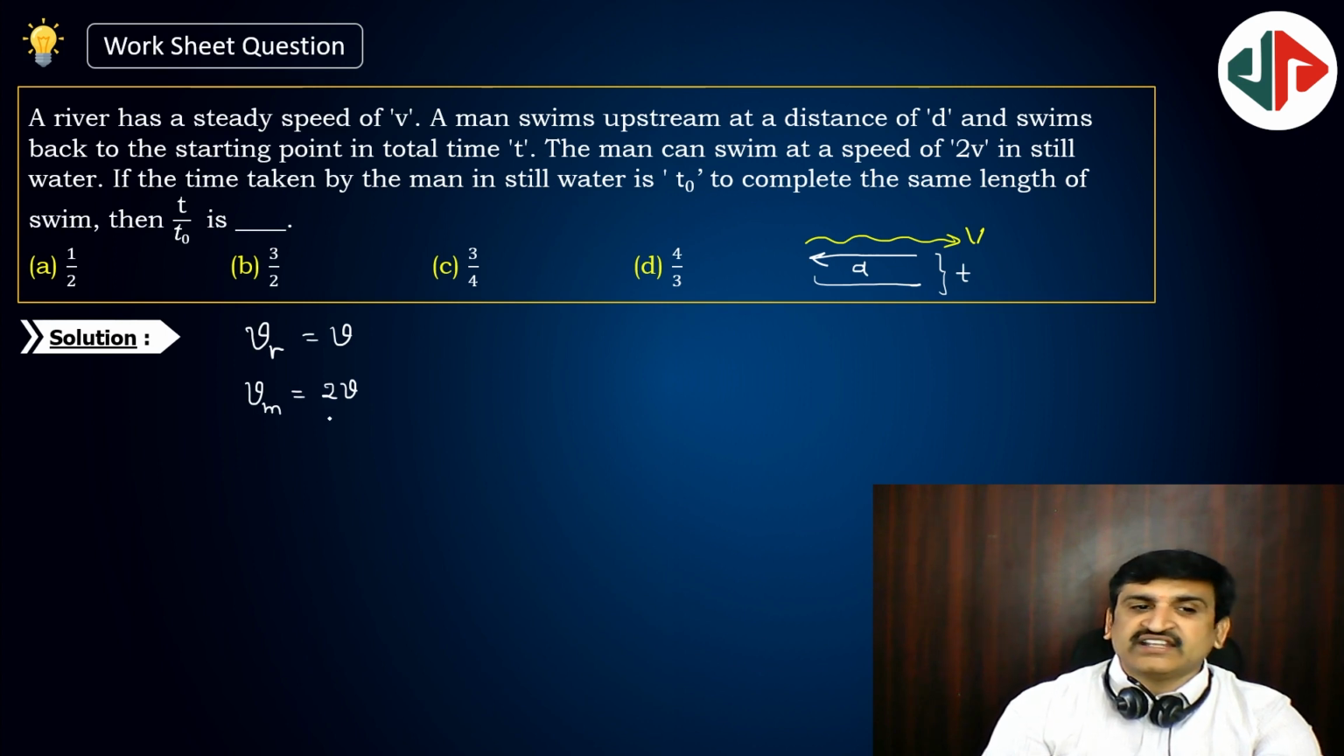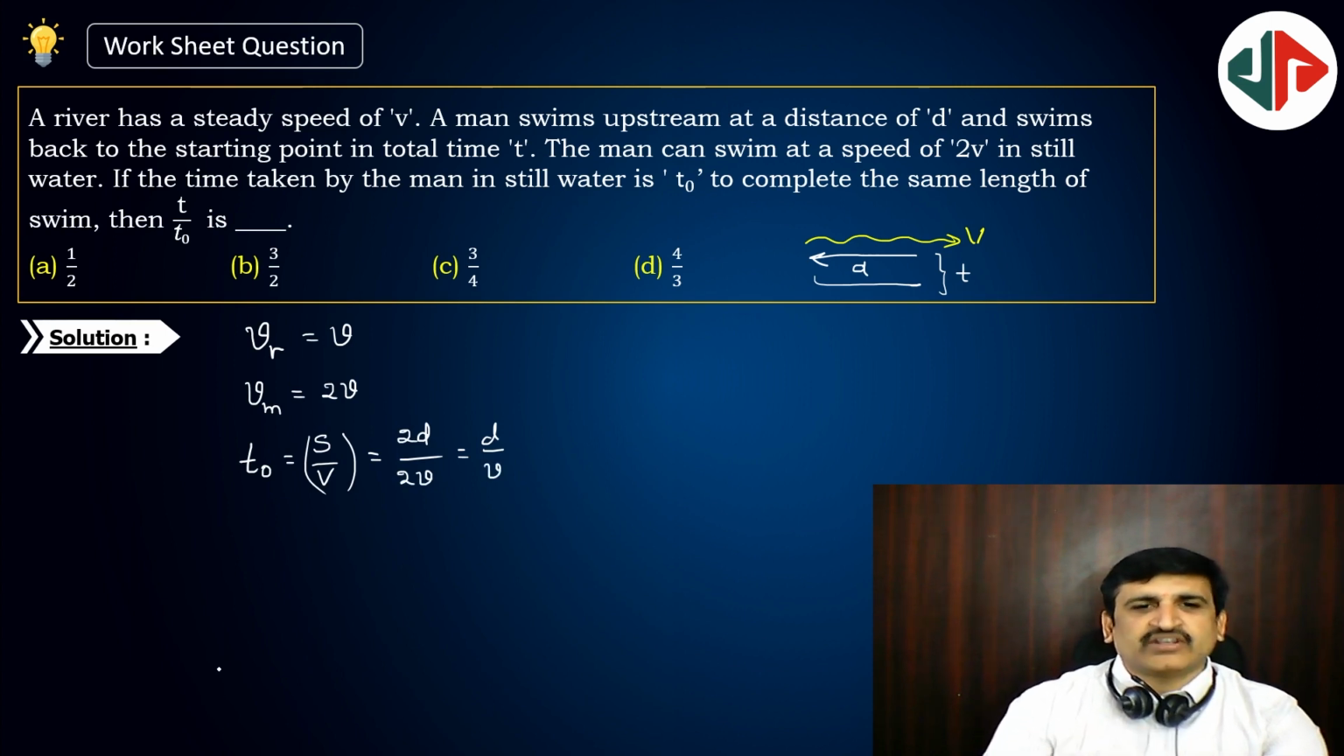Let us write a relation for that. Time is equal to distance by speed, isn't it? It's a formula. So distance is 2d, same length, and speed is equal to 2v. That means here we got d by v. T naught is equal to d by v. Maybe he is going to take up a relation.